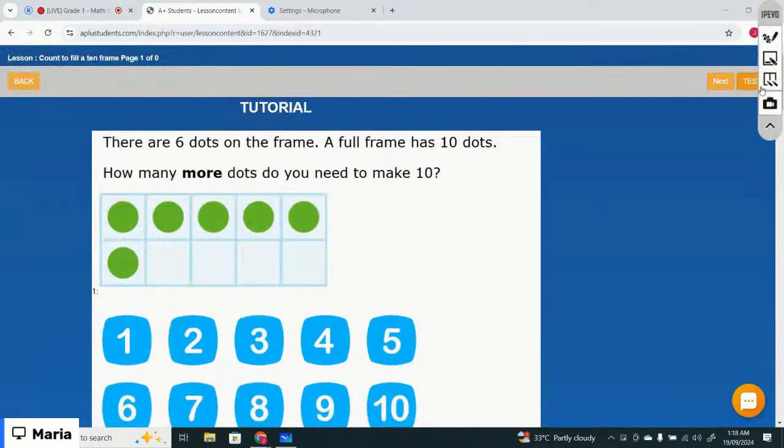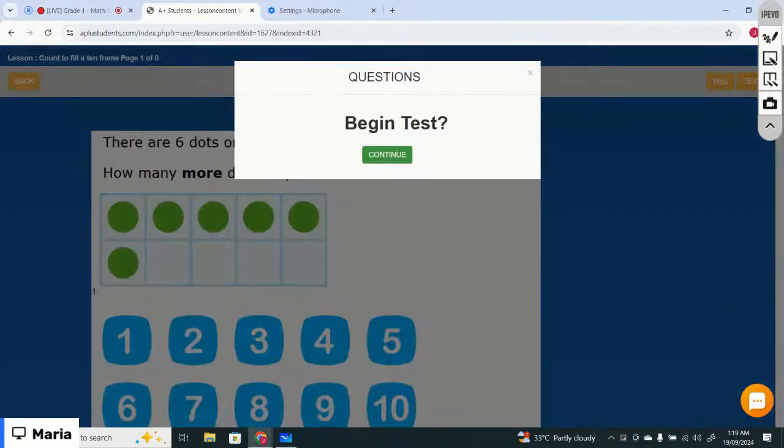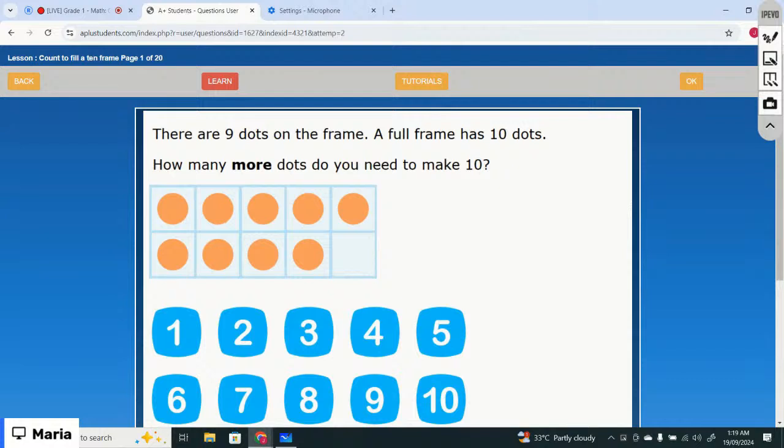Okay, let's just start with the test questions. There are 9 dots on a frame. A full frame has 10 dots. How many more dots do you need to make 10? So which is the correct option?